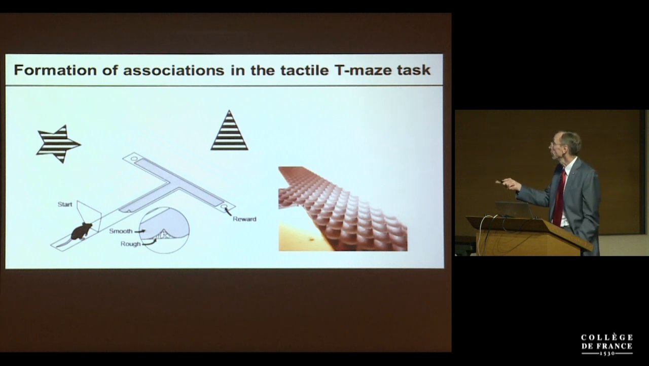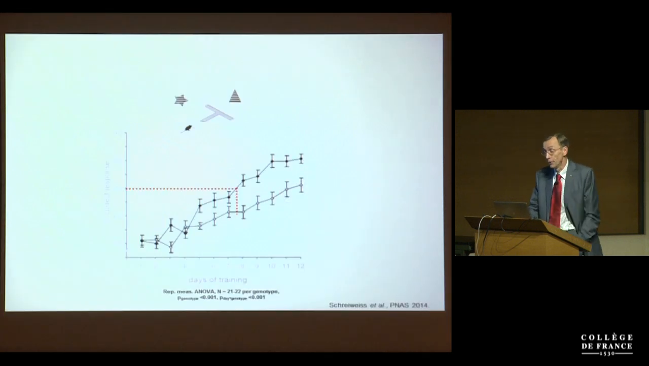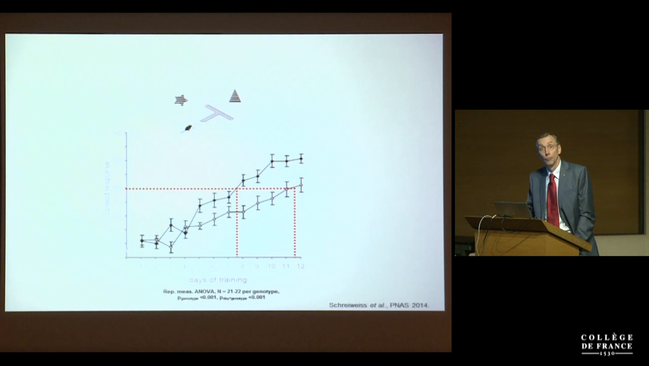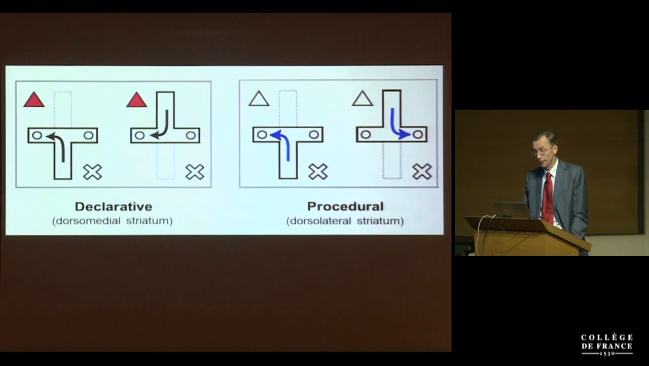So if the mouse gets a light signal that you should always turn to the left to get chocolate milk here, after a while you can take away the signal and the mouse has internalized I should always go to the left. That switch to doing it automatically, the humanized mice learn in 7 to 8 days, whereas the wild-type littermates born by the same mother take 11, 12 days to learn the same thing.